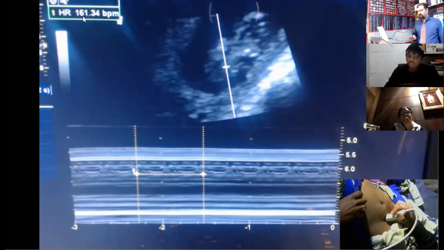This is an absolutely normal 160, and 160 is normal for any CRL, be it less than 5, be it less than 9, be it between 10 to 15. So anyhow, this is not 5 millimeters, this is more, but anyhow, this is a normal 161. This is how we are taking the fetal heart rate.